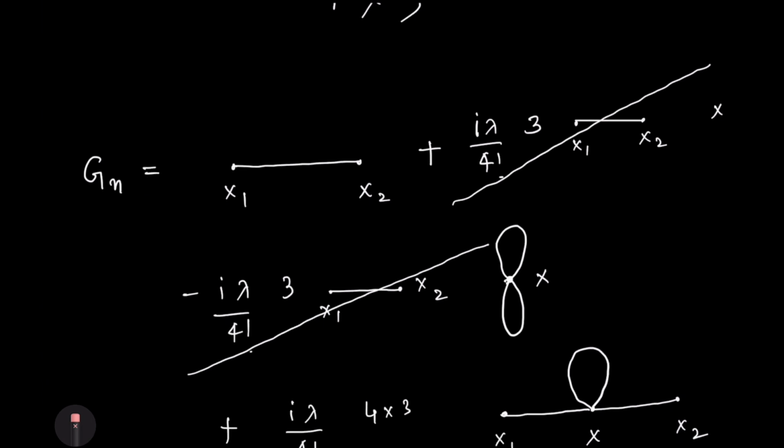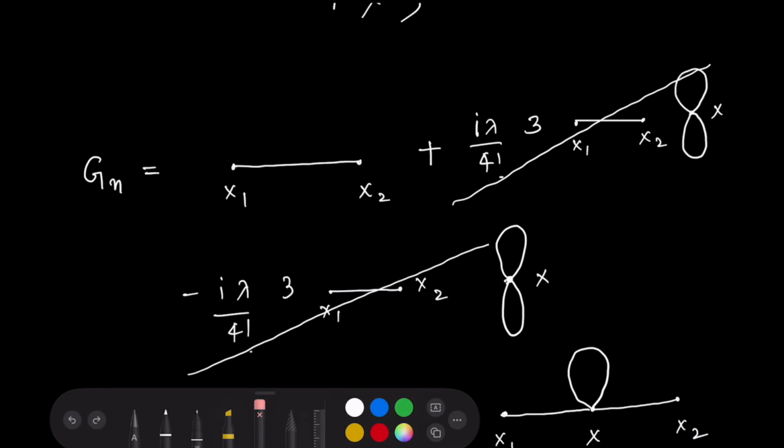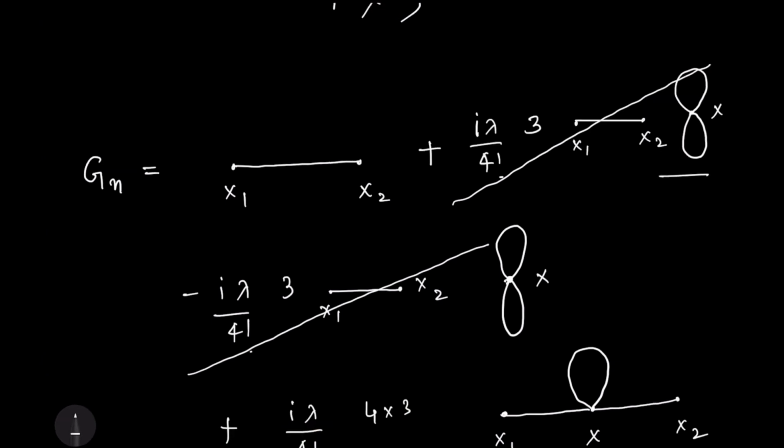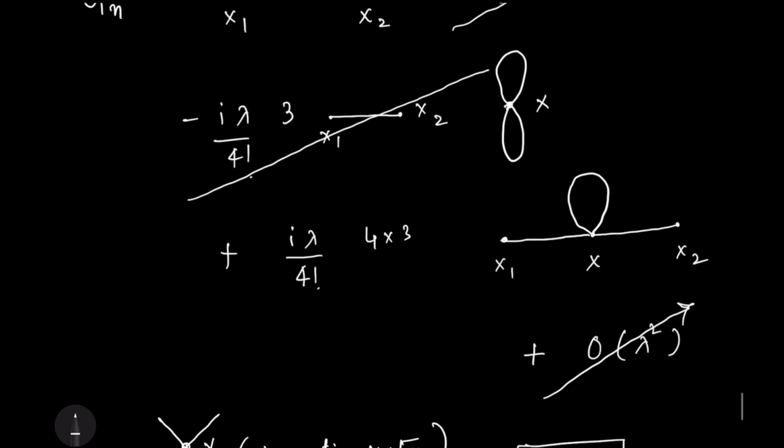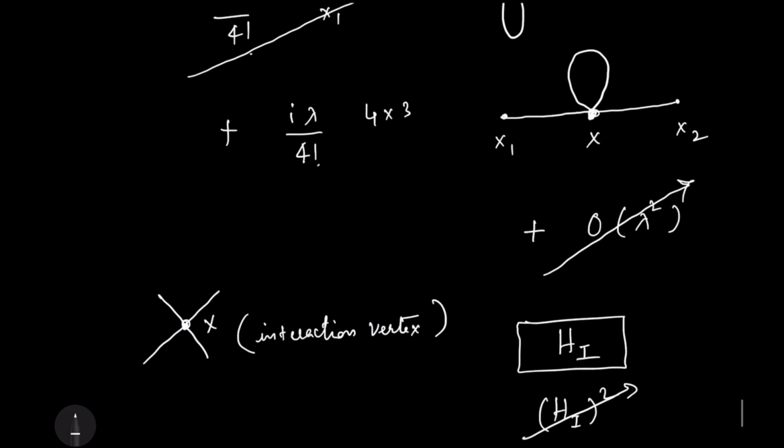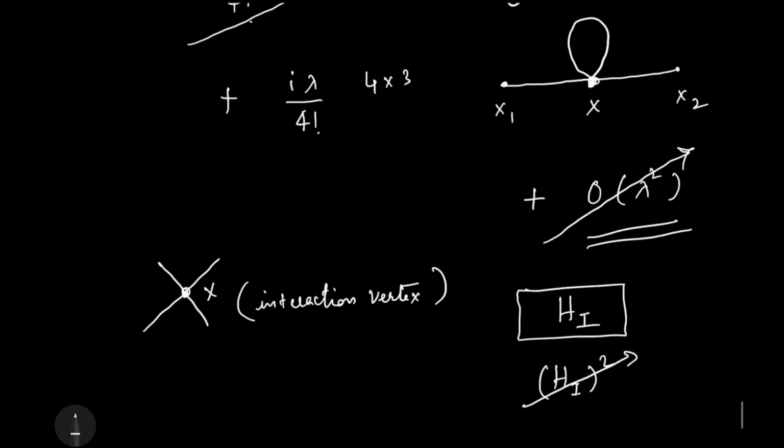If you see here in the second term, you have one vertex here at the center, x. And also in the third term, you have one vertex. And in the fourth term also you have one vertex. And if you consider the higher order terms, then you will get 2 vertices, 3 vertices, etc. So here I am considering only first order, therefore there is only one vertex present here.